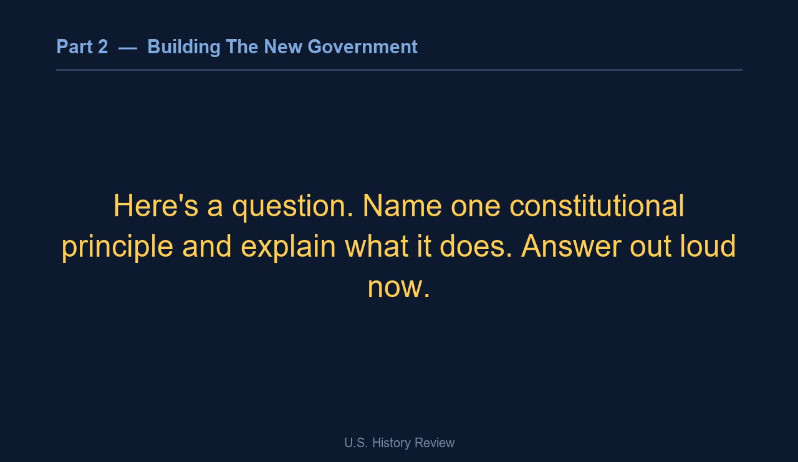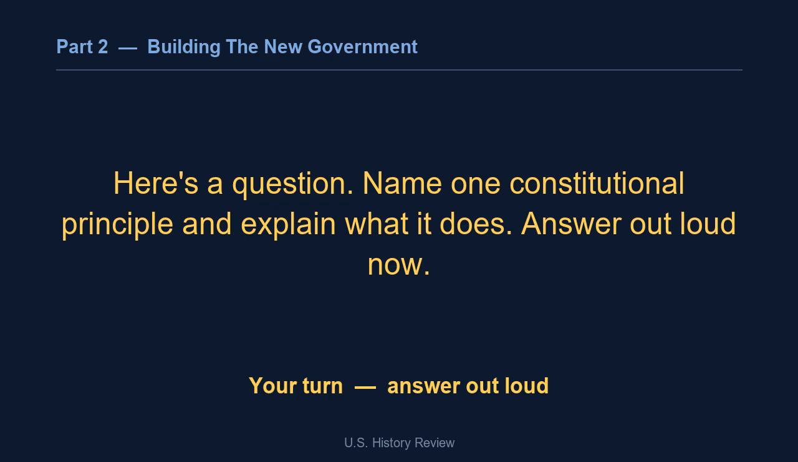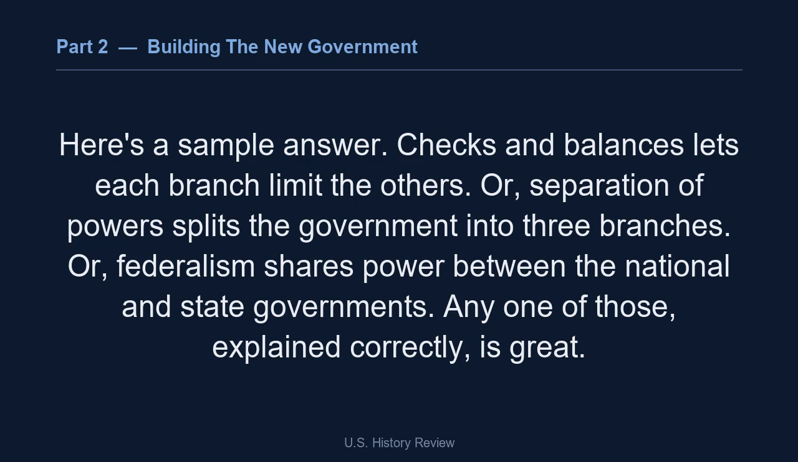Here's a question. Name one constitutional principle and explain what it does. Answer out loud now. Here's a sample answer. Checks and balances lets each branch limit the others. Or, separation of powers splits the government into 3 branches. Or, federalism shares power between the national and state governments. Any one of those explained correctly is great.